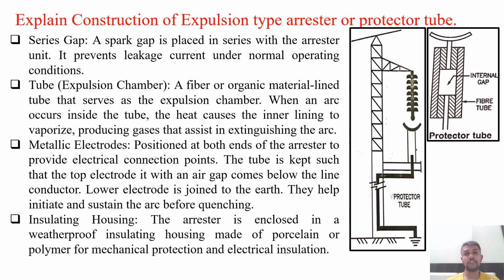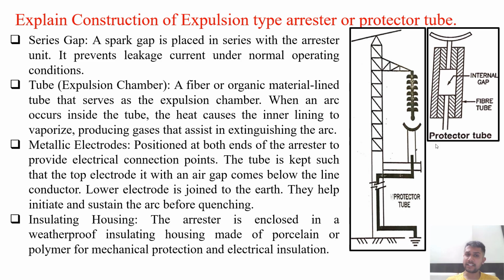Explain construction of expulsion type arrestor or protector tube. So as per the figure, you can see the constructional details or actual position of the protector tube. A series spark gap is available. So a series spark gap is placed in series with the arrestor like this.